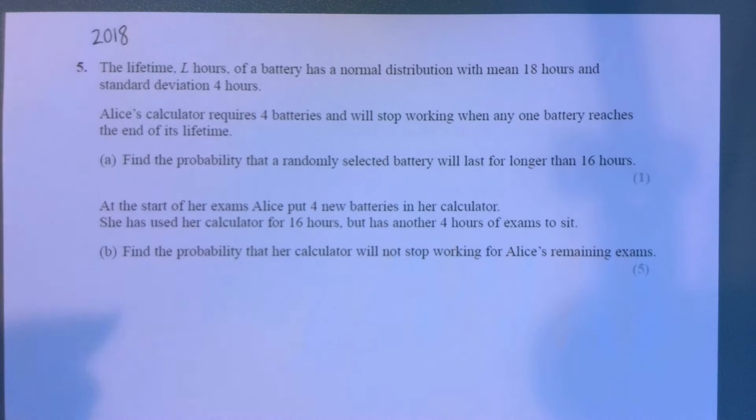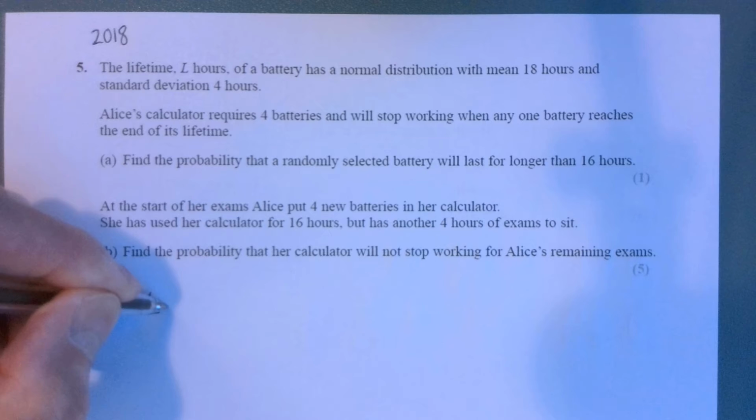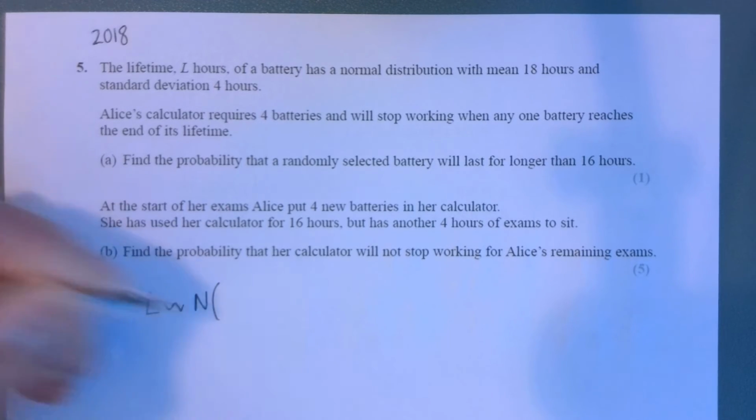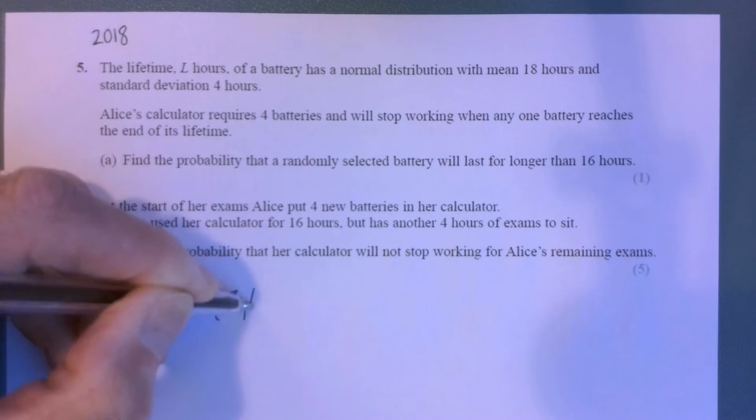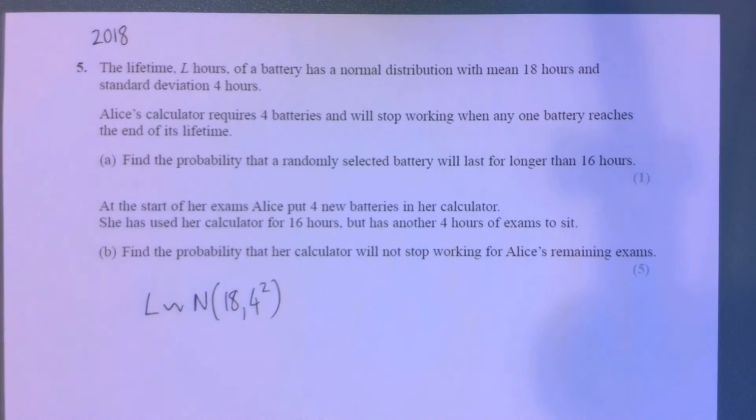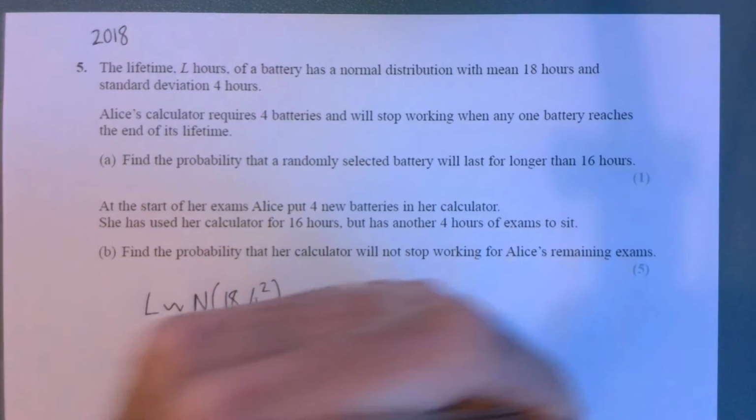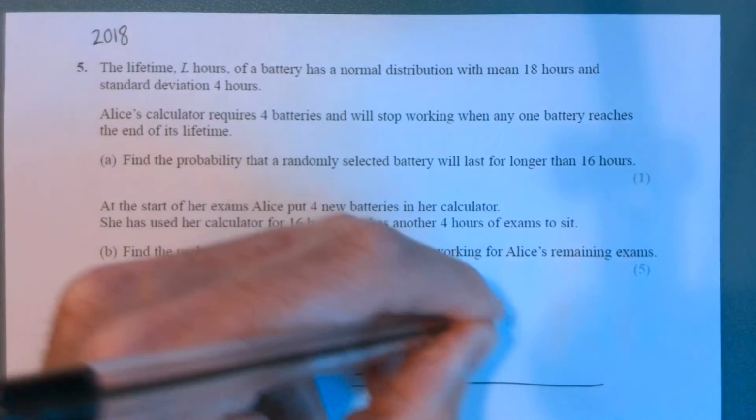Anyway, so we're dealing here with the lifetime in hours, which is modelled as a normal distribution with a mean of 18 and a standard deviation of 4. So, you know, this is my picture of what the distribution looks like.